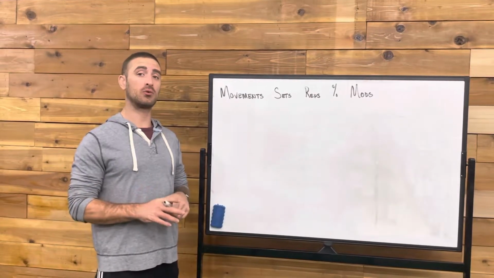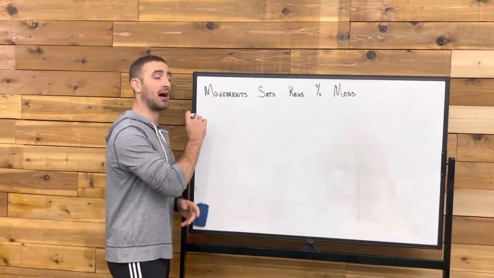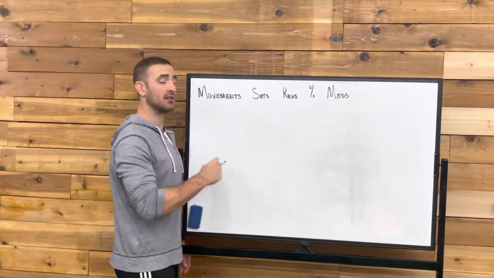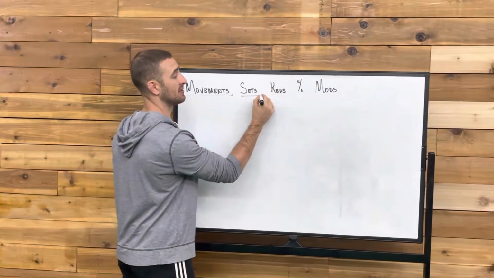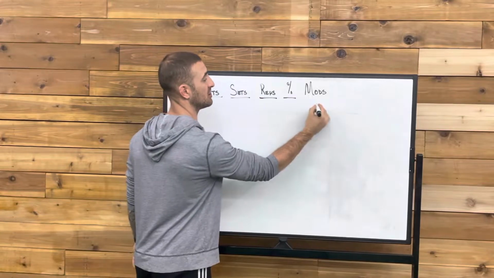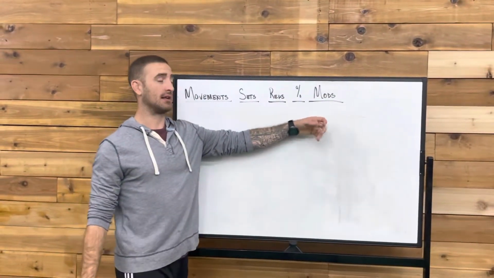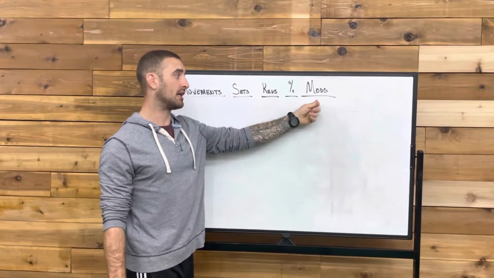Okay, so how do we read programming? In general, regardless of where you're getting it from, you're going to see some common data points. We're going to seek out these categories. They should be included somewhere. You're going to have movements, sets, repetitions, percentages, and modifiers. These are things like tempo squats, pauses and holds, eccentric negatives.